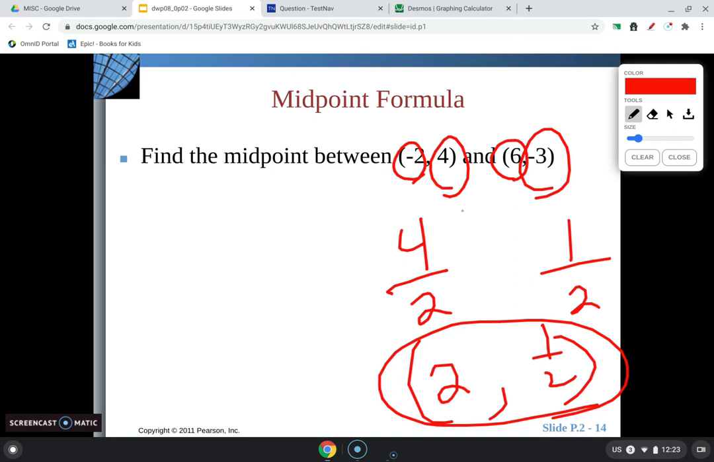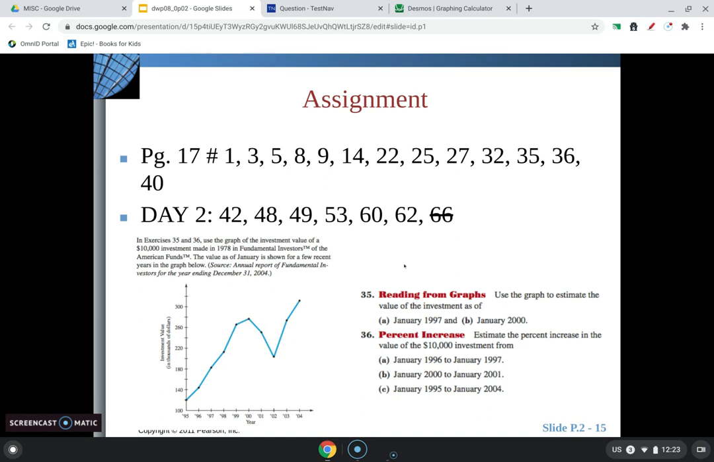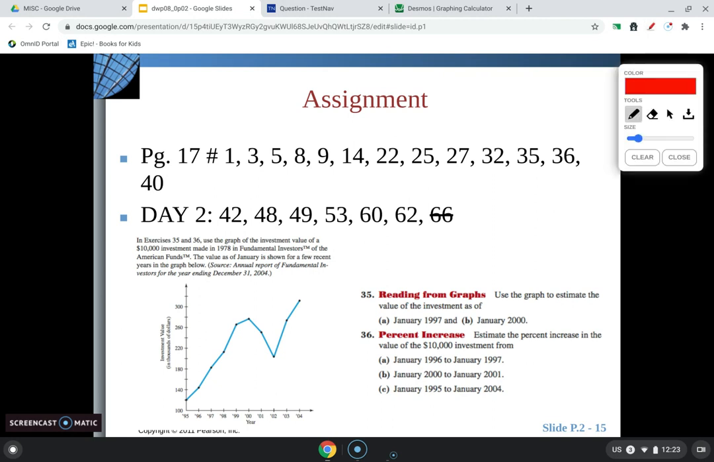All right, so slope and midpoint, and you have seen these before and done these before as well. First part of the assignment there, I'm going to go through 35 and 36 right now with you here on the PowerPoint, so you can get these done as you're watching this.